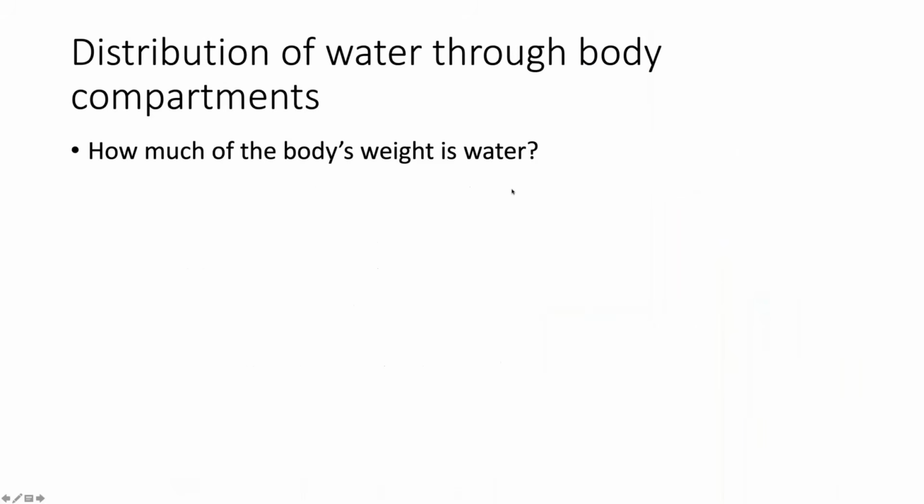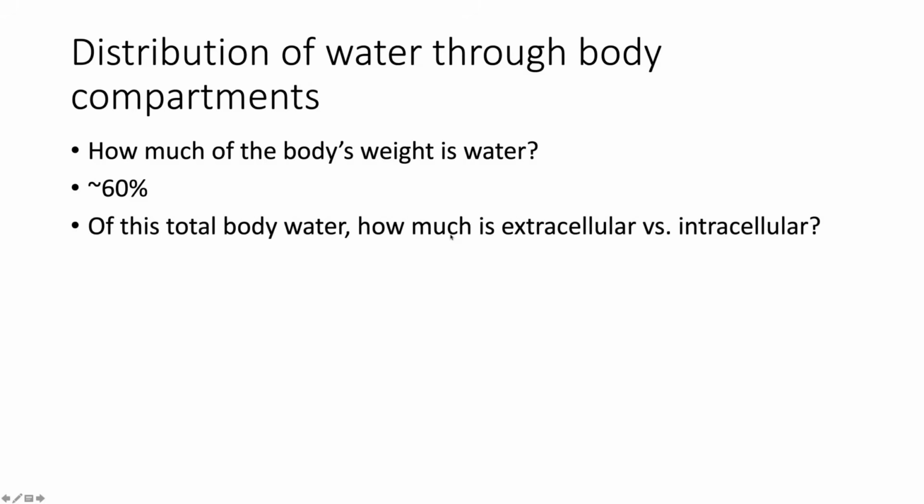So how much of the body's weight is water? Around 70% of our mass is water, right? Almost. It's about 60%, but pretty close. So how much of this is extracellular versus intracellular? I forgot, but I think it's about 10 or 15% intracellular, but there's definitely more extracellular. It's actually the opposite. There's actually more intracellular than extracellular.